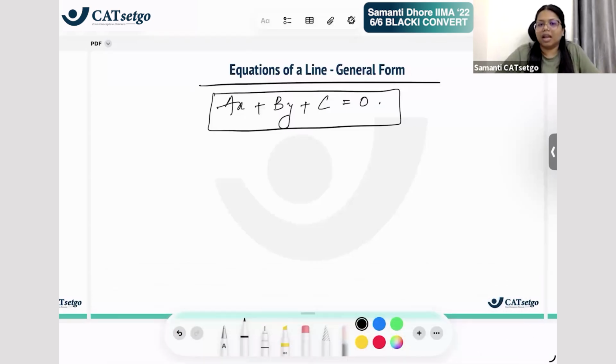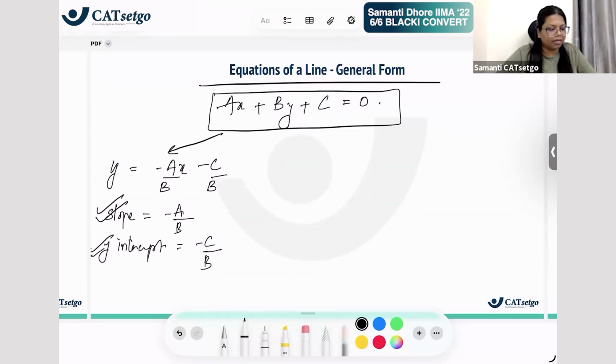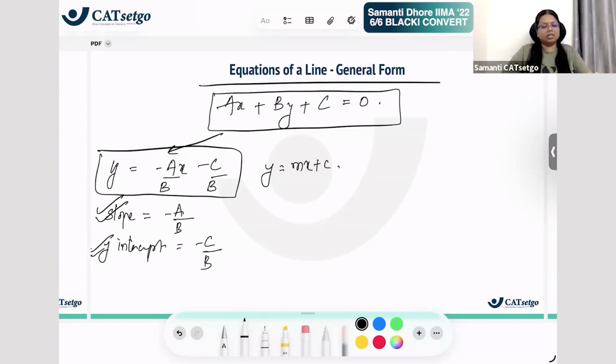of the line. From here you can get the slope also. How? By converting it into y is equal to mx plus c. How do you convert? This becomes y is equal to minus ax minus c by b, right? So what is the slope? The slope of this line is minus a by b. What is the y-intercept? The y-intercept is minus c by b, right? So you ended up finding the slope, you ended up finding the line by converting it into the form y is equal to mx plus c. So this is the general form of any line: ax plus by plus c equals 0.